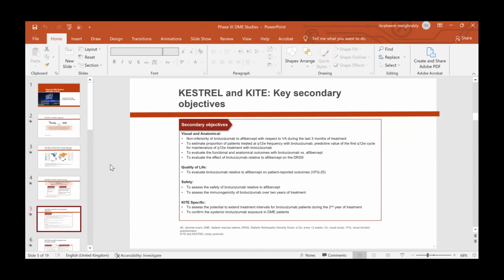Quality of life was one of the issues to be evaluated, and there was a specific objective for KITE to assess the potential to extend the treatment intervals in the second year over the 3-month period.